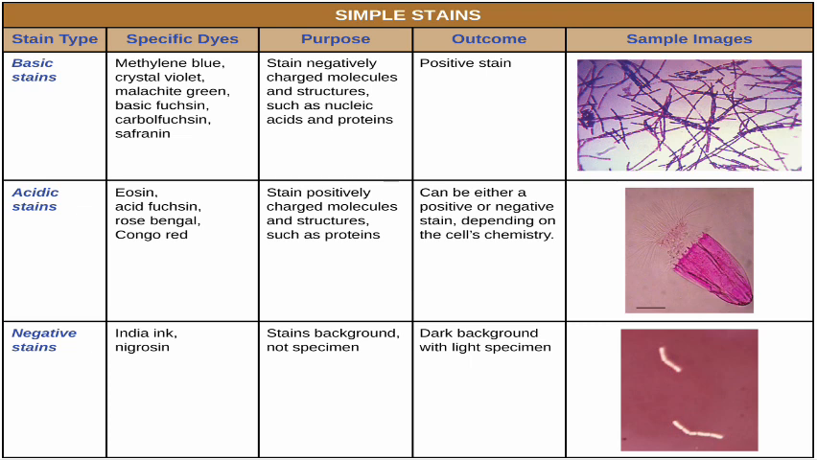Acidic stains naman po, examples of these are your eosin, acid fuchsin, rose bengal, and Congo red, and they stain positively charged molecules. Okay? Negative stains naman po stain po the background, not the object or the bacteria po. And examples of negative stains are your India ink and nigrosin.